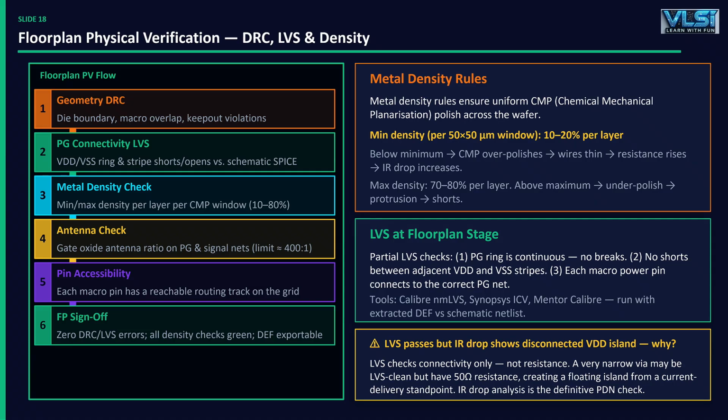Then density. Metal must be evenly distributed, otherwise manufacturing fails. Then antenna checks. During fabrication, long wires can accumulate charge and damage gates. Then pin accessibility. Can routing tools even reach all pins? If any of these fail, you go back and fix, because fixing later is much harder.